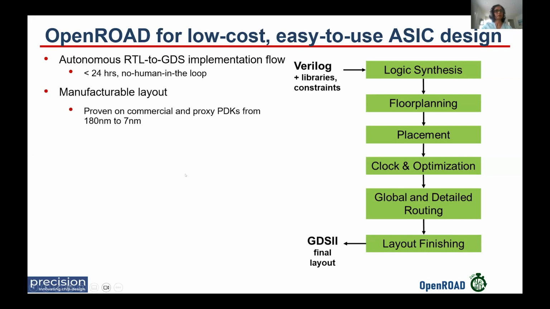So I already covered the flow here. It's less than 24 hours, no human in the loop. And it's manufacturable, so this is not just pure research. We have proven tape outs through the MPW shuttles, and we have internal tape-ins, and these are all from 180 nanometer down to 12 nanometers. So our goal is that we continuously test and support the latest technology nodes, and we have a suite of designs that we test internally. Vitor will go into the details of how we do that.